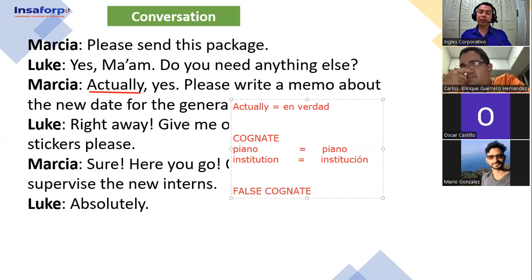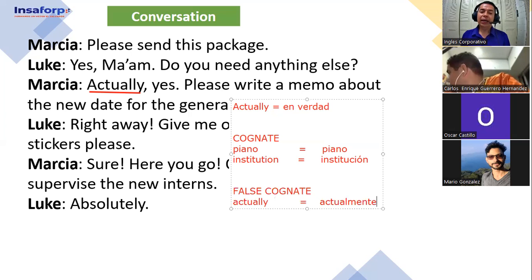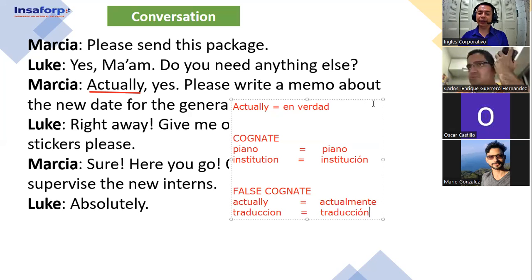La palabra actually es un false cognate. ¿Y qué es un false cognate? Excuse me, like actually means? Actualmente. And no, right? It's not. Actually means en verdad. Okay, and the other one is traduction. Traducción, right? And no, incorrect. This is not true. Esto no es verdad, right?